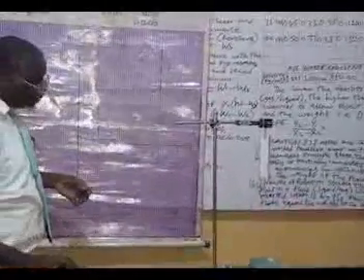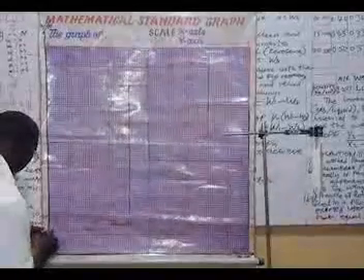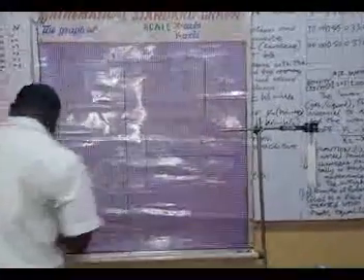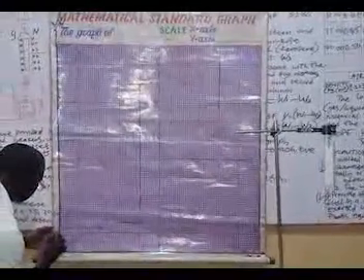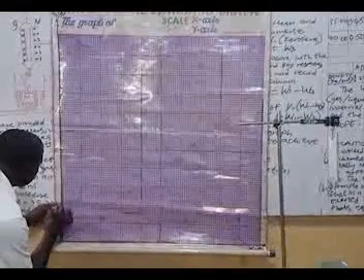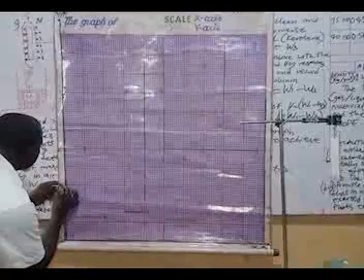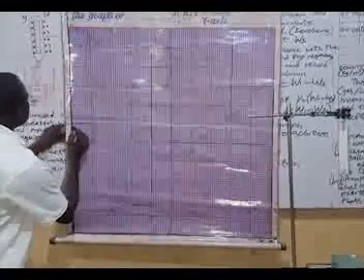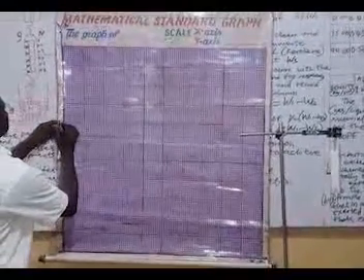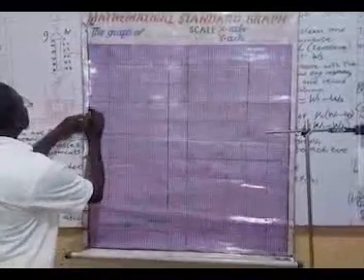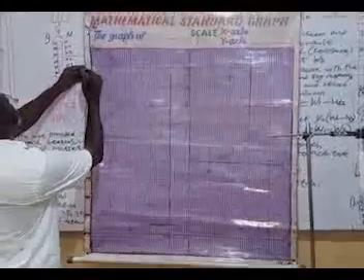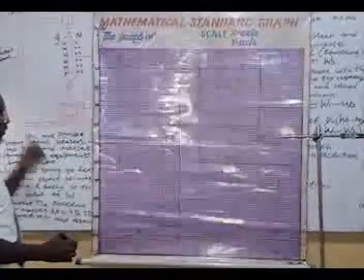So we are going to start from 0, 0.02, 0.04, 0.06, 0.08, 0.10, 0.12, 0.14, 0.16, 0.18, 0.20 on the vertical axis.